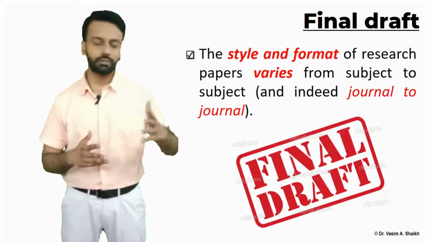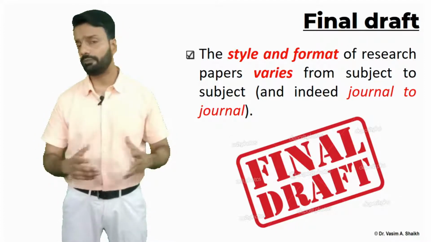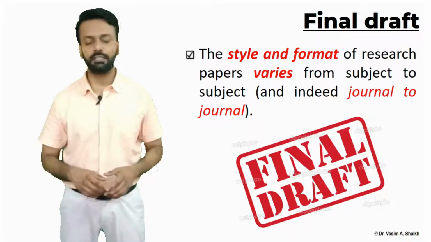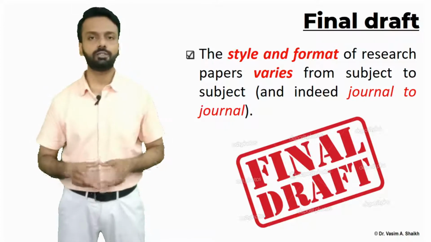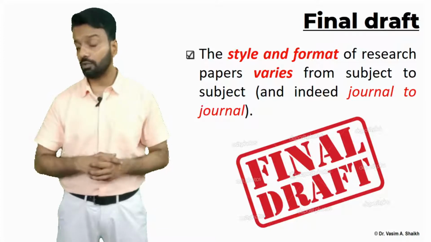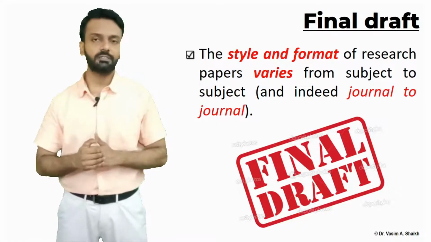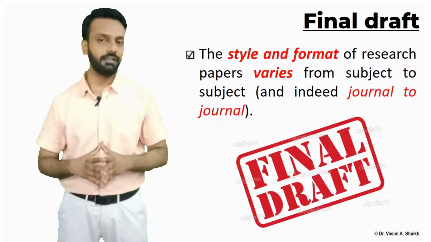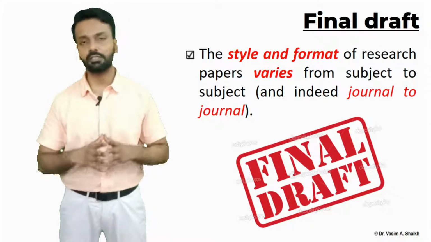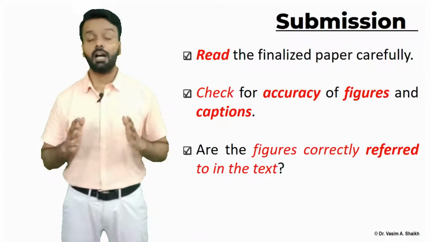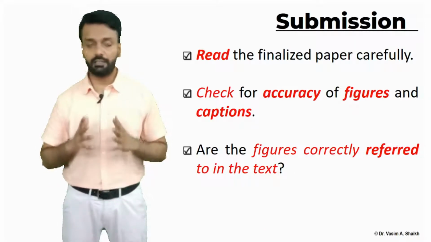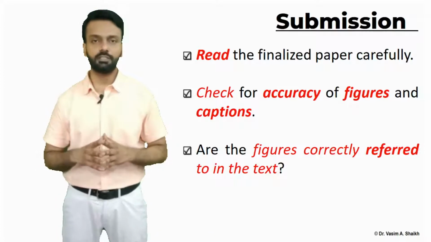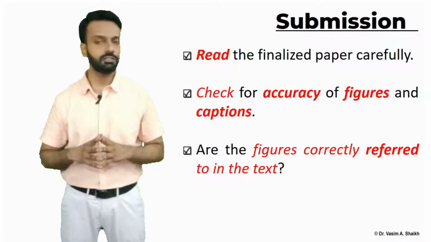So you need to go to the author's guidelines. There you will find out what the requirements are in terms of text, fonts, how many columns they want, and so on. You need to make your final draft based on the author guidelines given on the website of the journal. After you have made the final draft, you need to submit your paper through the system which is there for each and every journal.